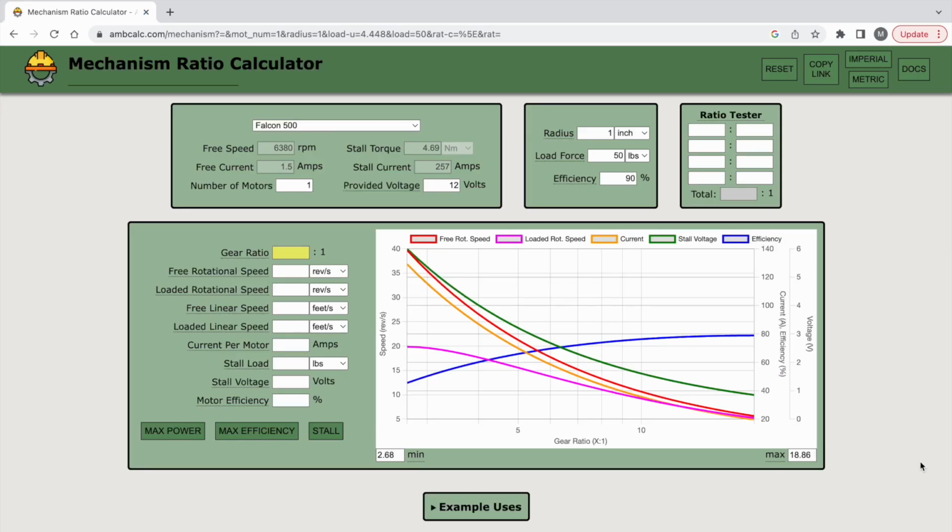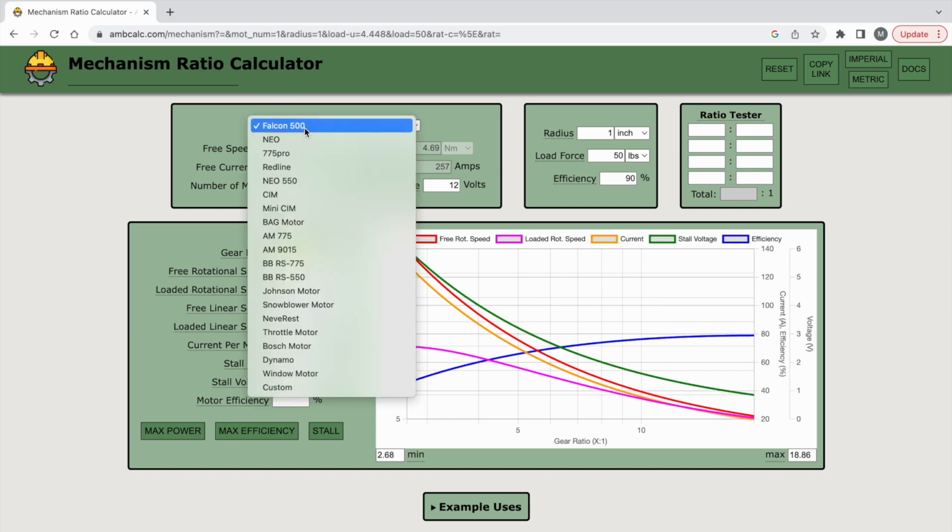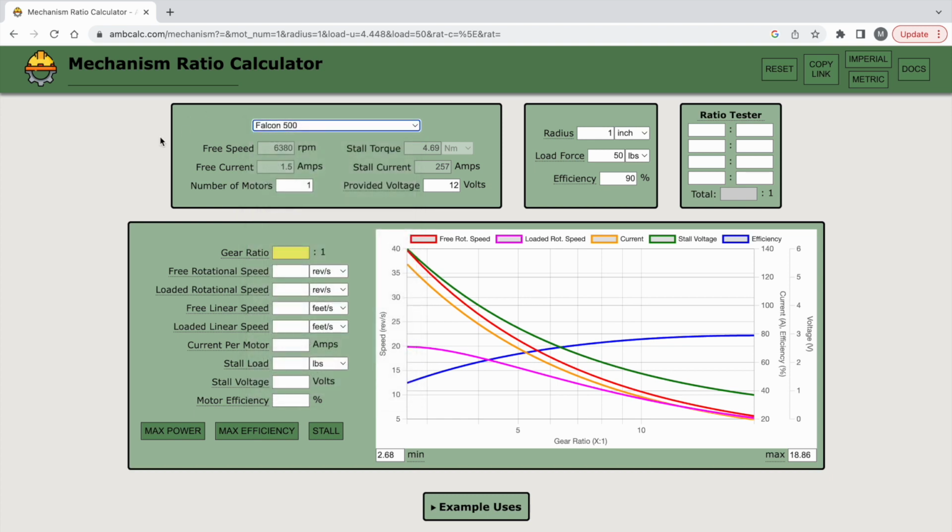So this is just a really quick explanation on how to use AMD Calc. Go to amdcalc.com. They should have a robotics calculator, and then you want to go to the mechanism ratio calculator. So first up, select your motor and make sure that it's set to Falcon 500. I'm just going to be inputting the values that we used on the pivot for the Charged Up 2023 robot.